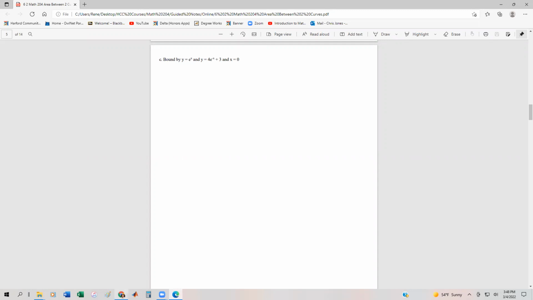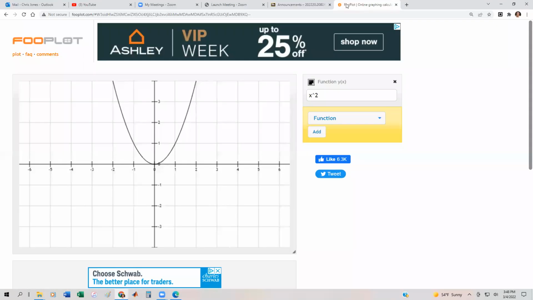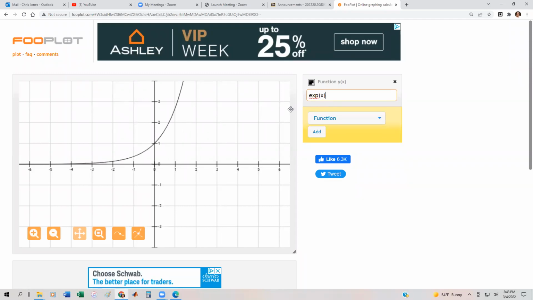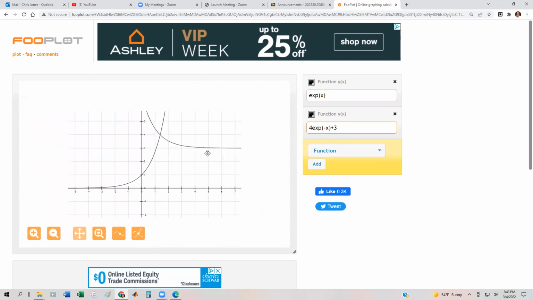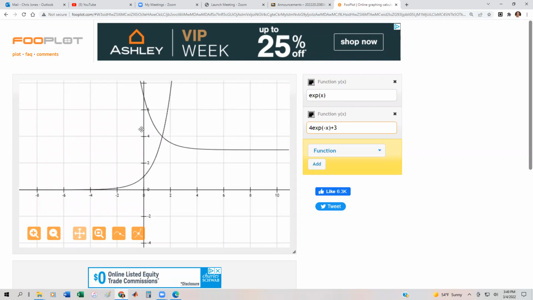By the way, it's also bound by x equals 0, which is the same thing as the y-axis. Whenever you see x equals 0, that's our y-axis. So if we graph these, we have e to the x, and then we have 4e to the negative x plus 3. I'm going to scroll out a little bit. And remember, we're also bound by the y-axis. This is the area that we're looking at.